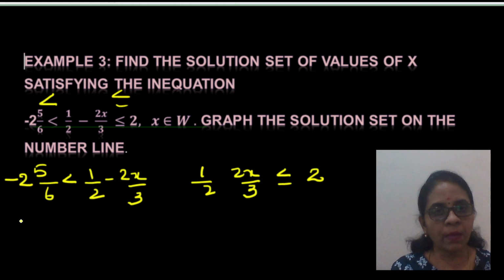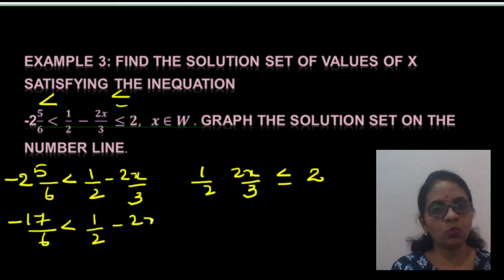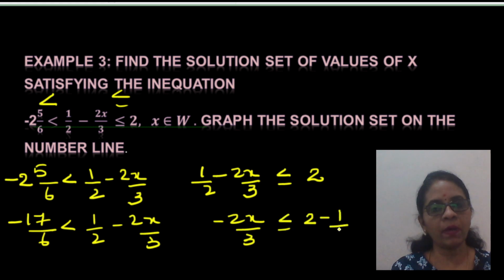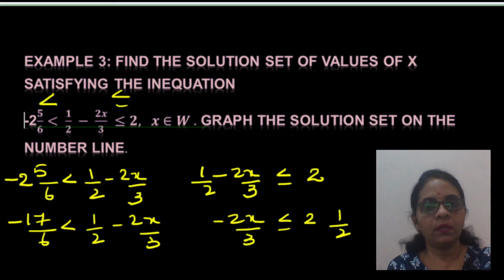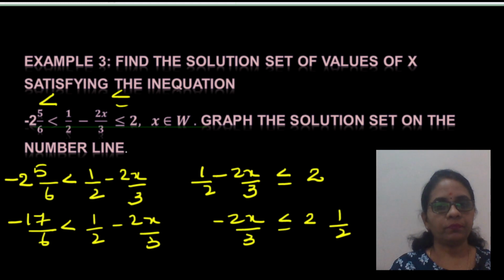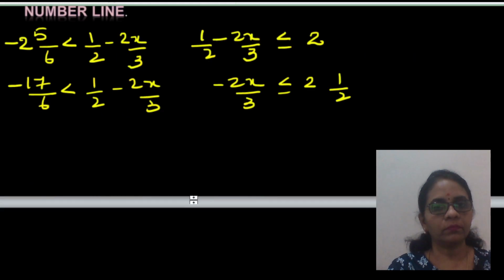So, this becomes -17/6 < 1/2 - 2x/3, and 1/2 - 2x/3 ≤ 2. So, -2x/3 ≤ 2 - 1/2. Now, if you transpose this 1/2 to the other side, let me scroll up a little. Again I need to select the pen.